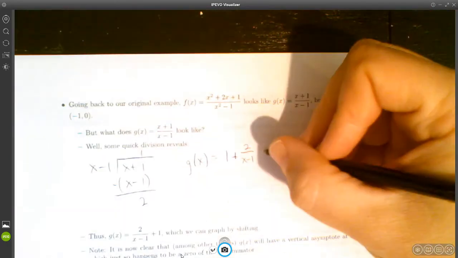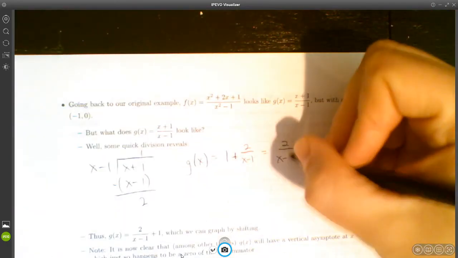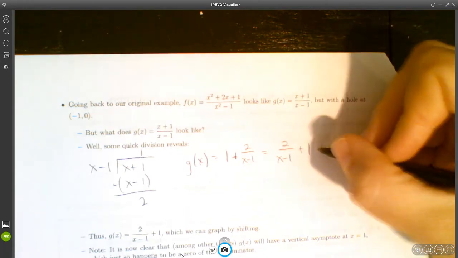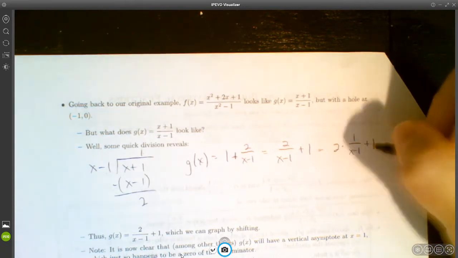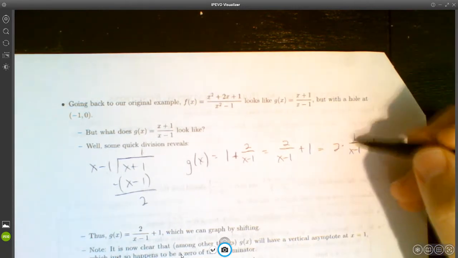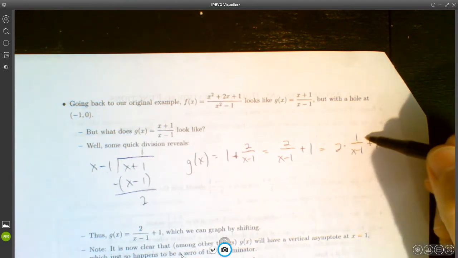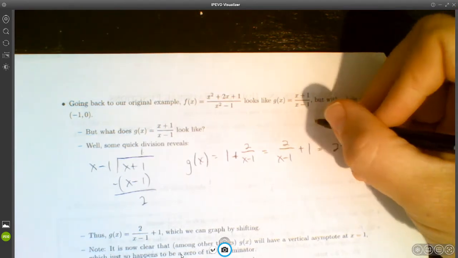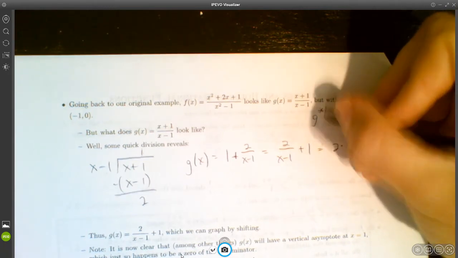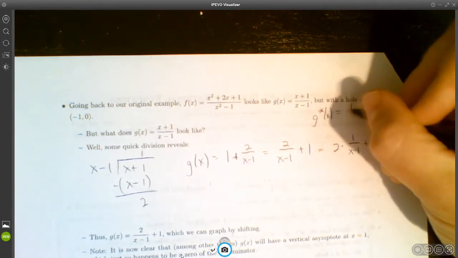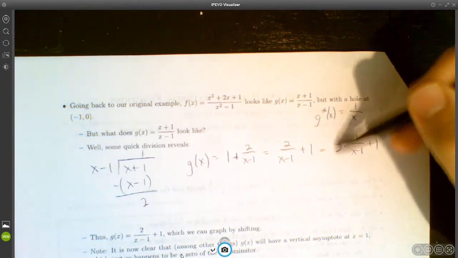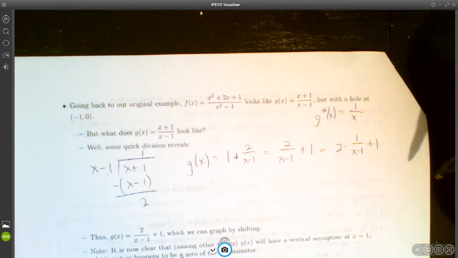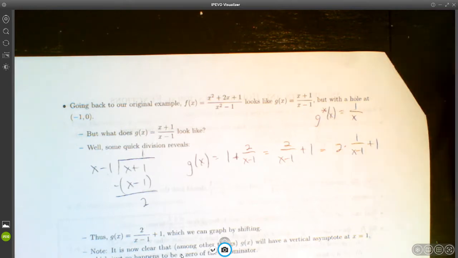Or in other words, we could rewrite this as 2 over x minus 1 plus 1. Or better yet, we could write it as 2 times 1 over x minus 1 plus 1. The reason I'm writing it this way is because it makes it very clear that what we're looking at is a translation of, let's call it, g star. I'm liking this star business right now. But it's a translation of the function 1 over x. It looks just like 1 over x, but it's been shifted right 1 unit, stretched by a factor of 2, and then shifted up 1 unit. Otherwise it looks just like 1 over x.